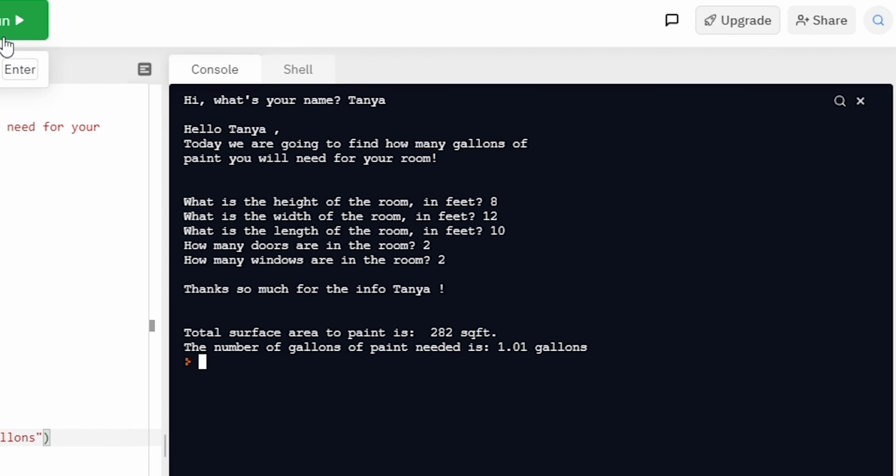So thanks so much, Tanya. Total area of paint is 282 square feet. The number of gallons of paint needed is 1.01 gallons. So I will need 1 gallon of paint, maybe a little more, and I'm going to be painting 282 square feet.